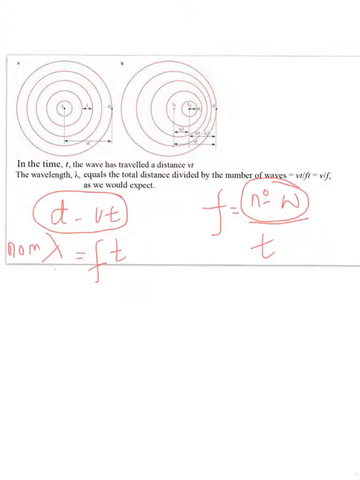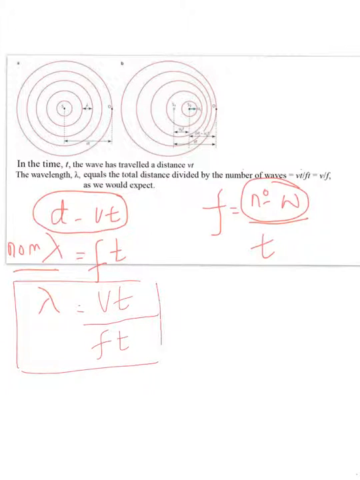Now, we're not looking for the number of waves. We actually want to know the wavelength. Well, the actual length of one wave would be equal to that whole distance divided by the number of waves emitted. So we just divide these two expressions. The total distance is vt and the number of waves is ft. So that would give us the wavelength. But remember, this is before Doppler shift.